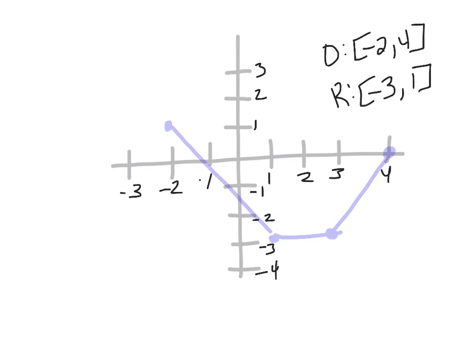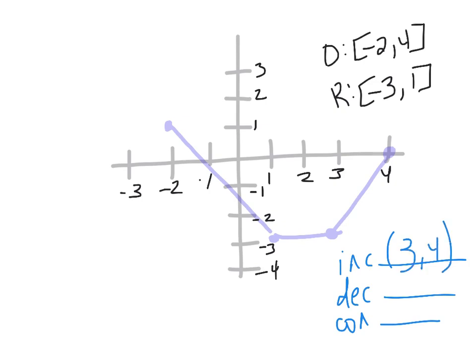You guys see that? Okay, so now if we're talking about intervals of increase, decrease, and constant, what axis do we look at for intervals of increase, decrease, and constant? The x. So from where to where am I increasing? From 3 to 4. We use parentheses. Do you guys see that? From 3 to 4 on the x-axis.